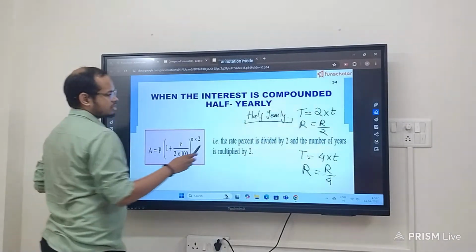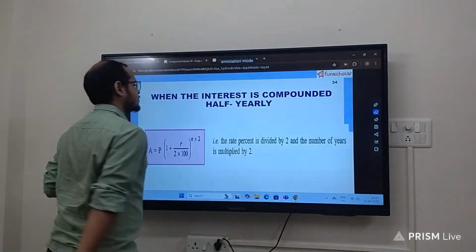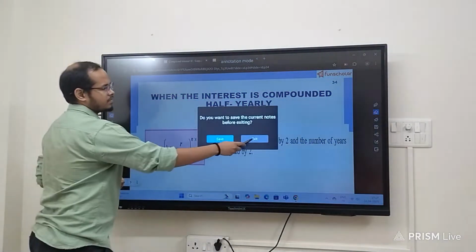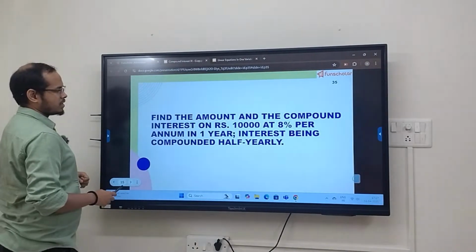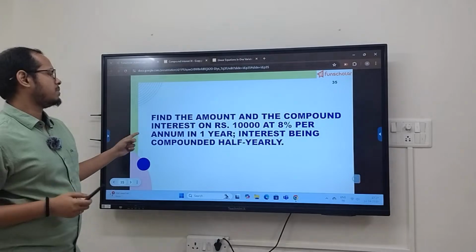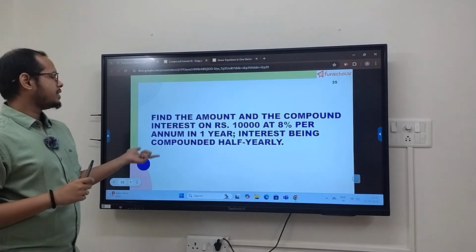So let's do this. This is what is going to be the basic structure of half yearly. Now let us do this particular sum. Find the amount in the compound interest on rupees 10,000 at 8% per annum in 1 year, interest being compounded half yearly.